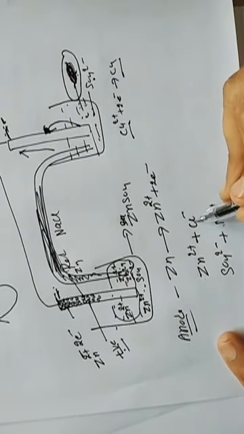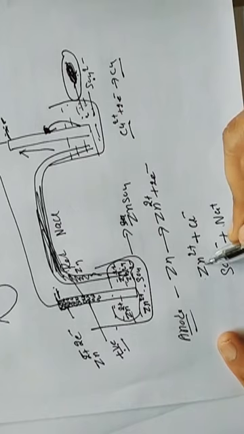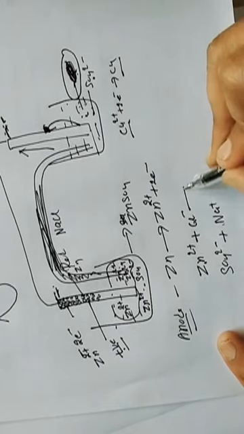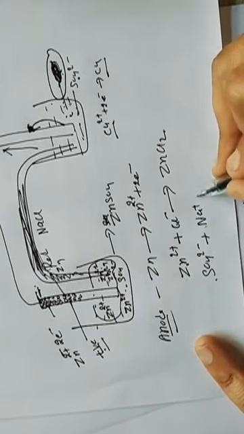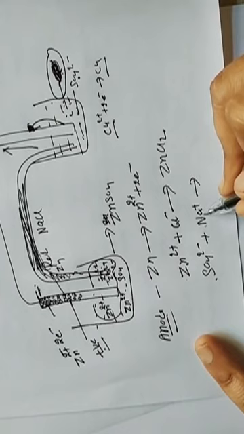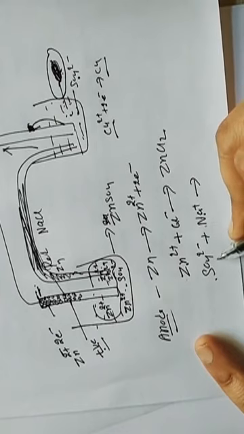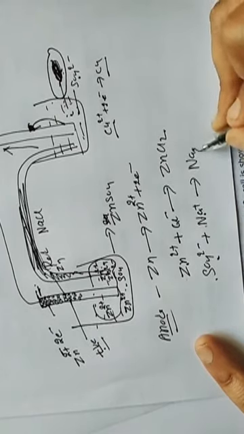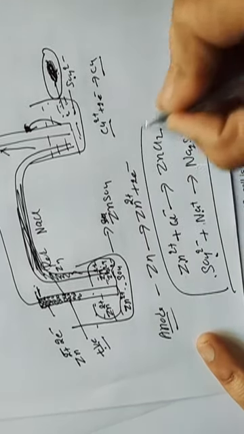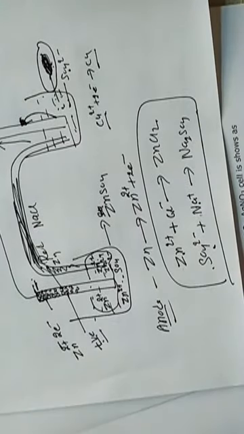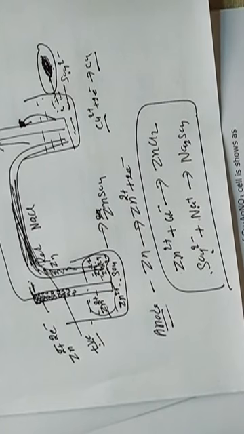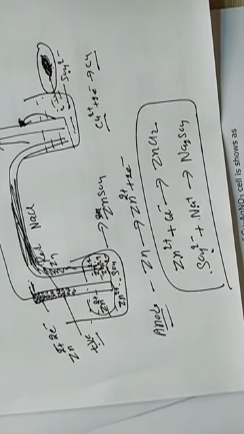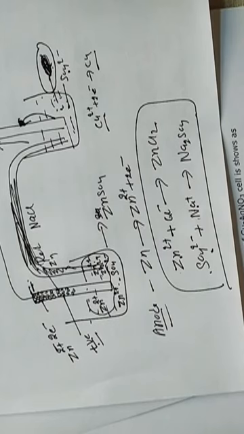The Cl- of sodium chloride will combine with the zinc to make ZnCl2, and the Na+ of NaCl will combine with the SO4 2- and form Na2SO4. So the ions of the salt bridge, or the paste of electrolyte, will neutralize the ions, and your electrochemical cell will work for a long time.